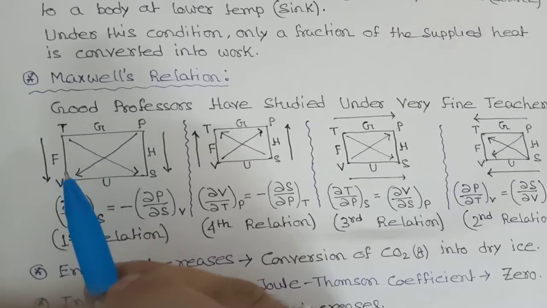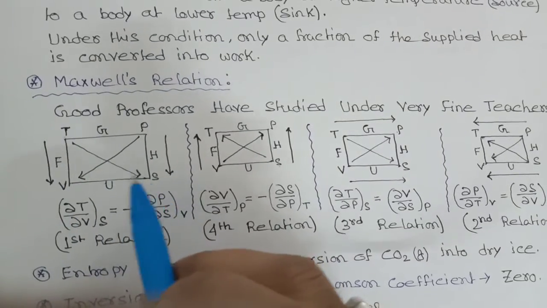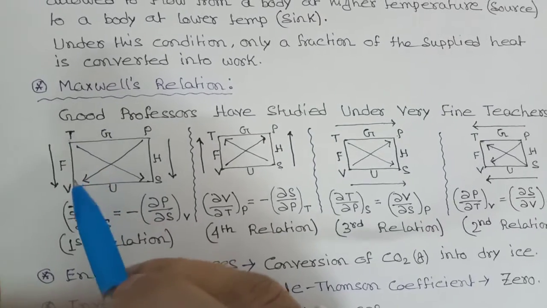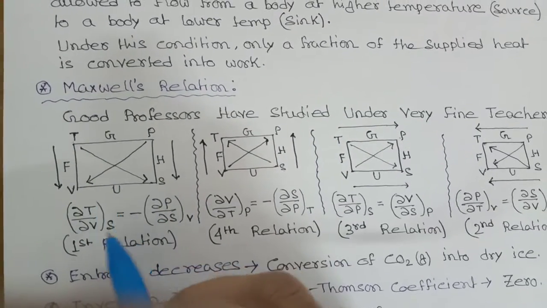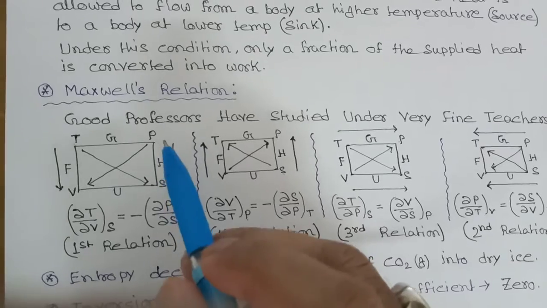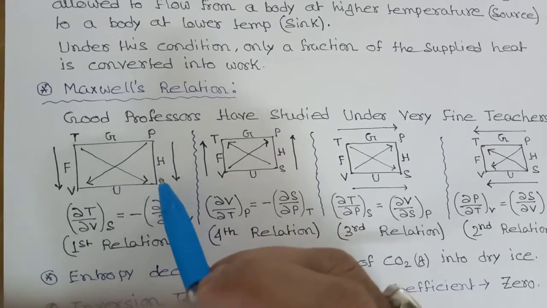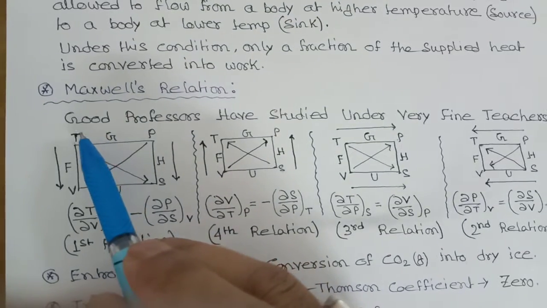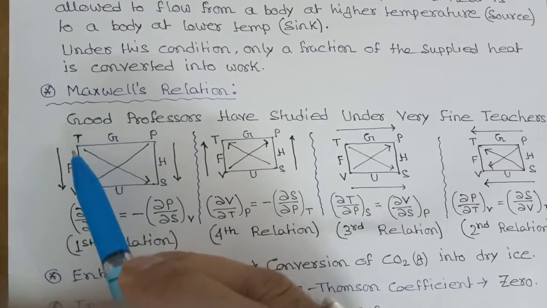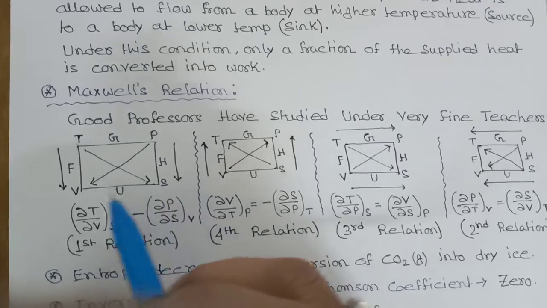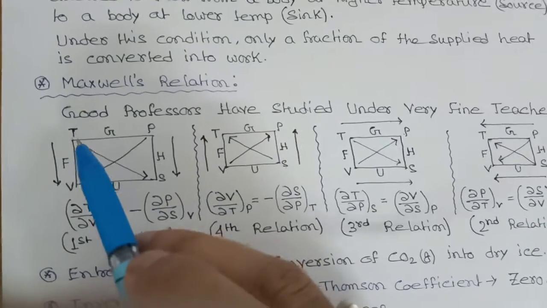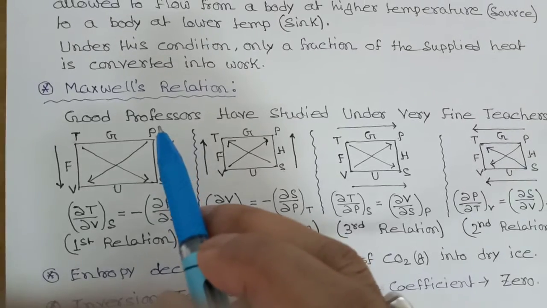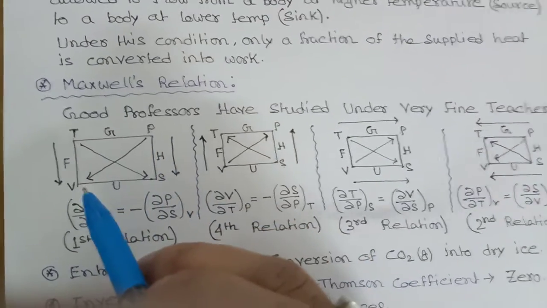Then see, del T by del V at S. At S means constant S. So you have to write del T by del V at S in this way, is equal to del P by del S at V. This one. So you have to go in this way and in this way, in the downward direction. Again, del T by del V at S is equal to del P by del S at V.